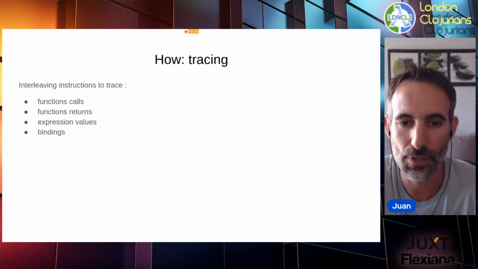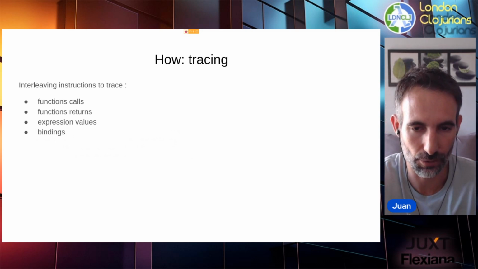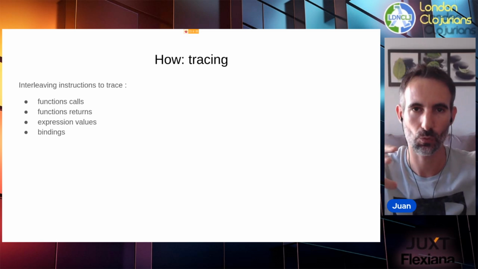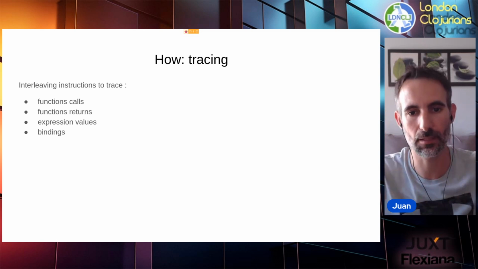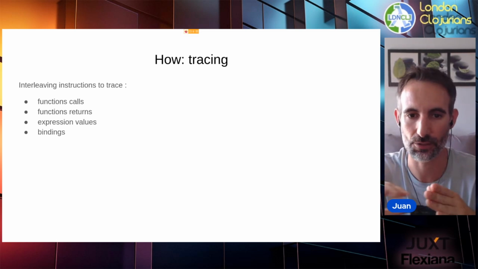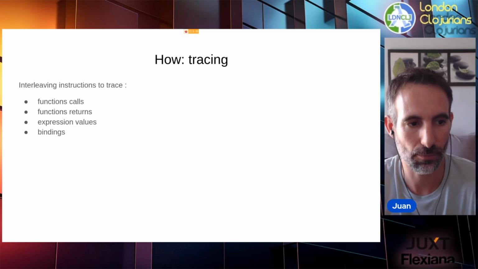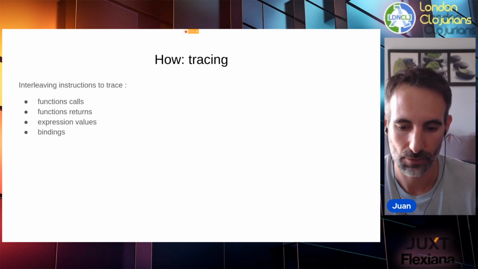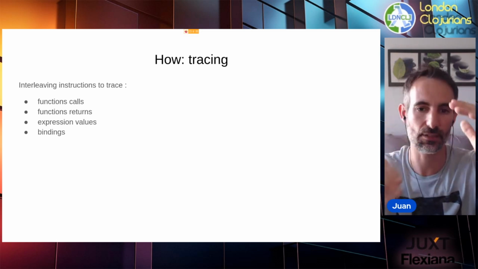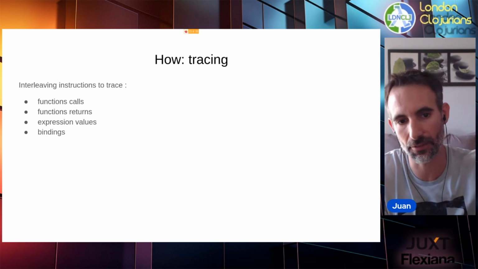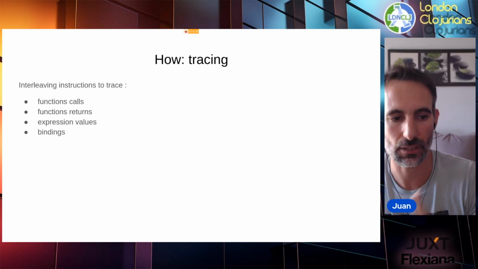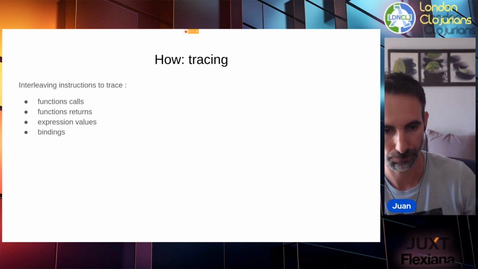So how does tracing work in general? We saw this timeline where we are recording stuff, but we need to be able to trace it. So when the system runs, something should happen, like each step gets traced. And it works by interleaving instructions to trace. So we grab our piece of code and we instrument it, which means that we interleave instructions. So when the final thing runs, it's going to trace function calls, function returns, expression values, and bindings.